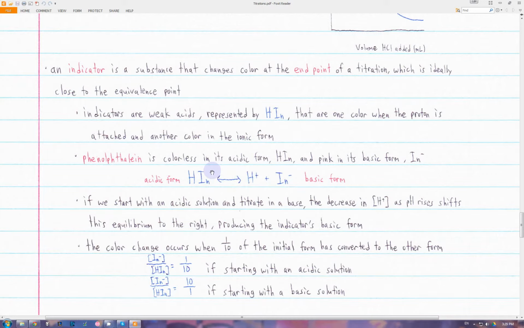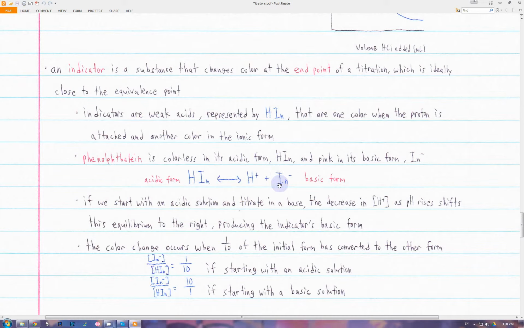And so in an acidic solution, there's a lot of extra H plus ions. So by Le Chatelier's principle, the equilibrium is shifted to the left, and this form of the indicator dominates. Whereas in a basic solution, there's a deficiency of H plus. So the equilibrium shifts to the right to produce the IN minus form.